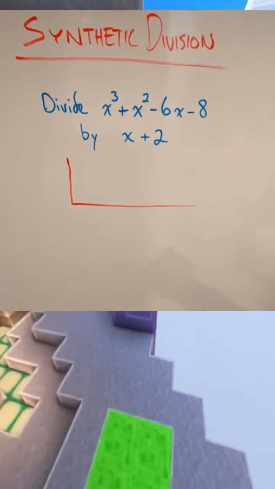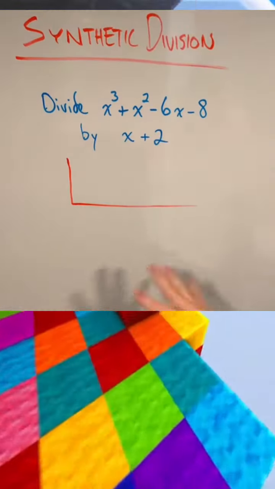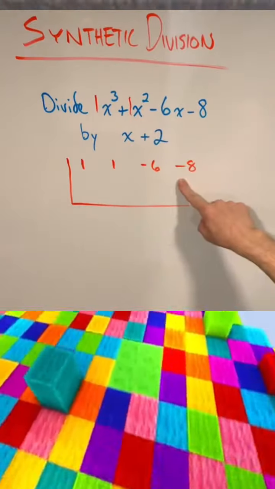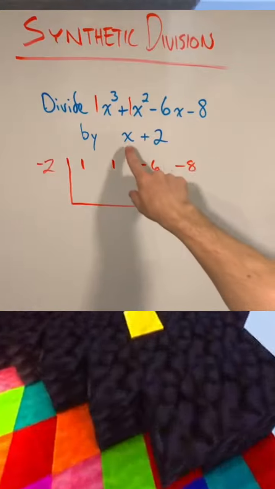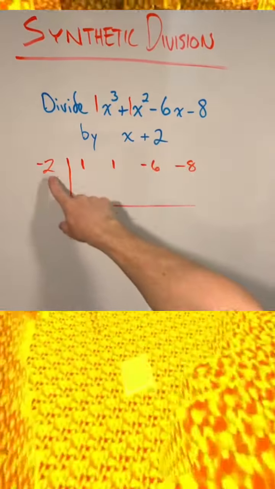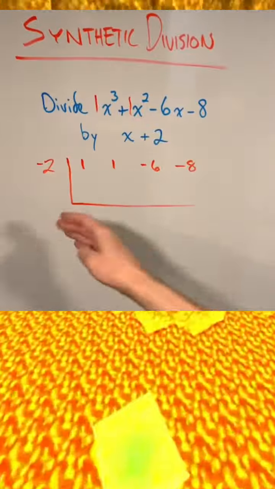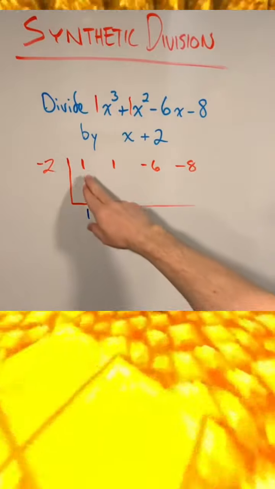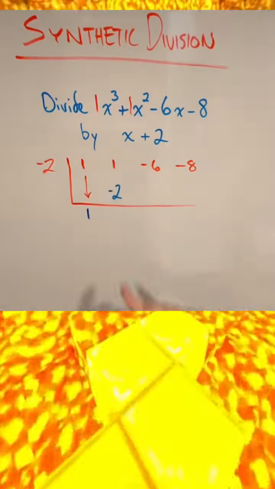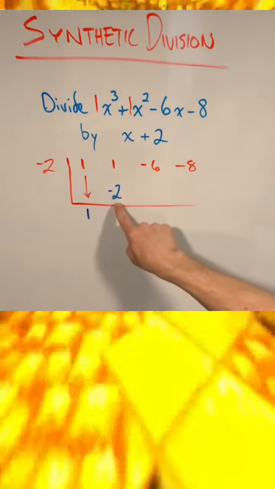First step of synthetic division is always just to draw one of these L brackets, and we're going to place the coefficients from our dividend in the top row of this L. If you look at the binomial, we know that negative 2 would make that equal to 0, so we're going to place that in this position outside of that L bracket. To get us started, we're going to bring that 1 down here, and we're going to multiply it by this negative 2. And we'll place the result directly below the second coefficient.